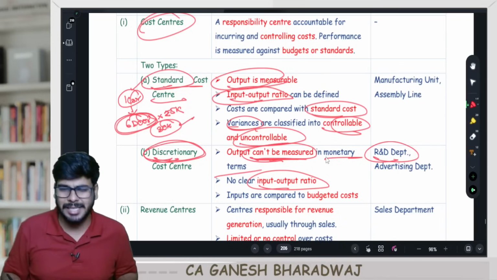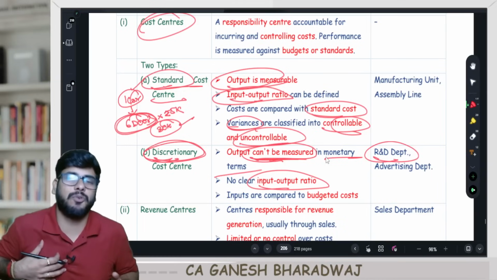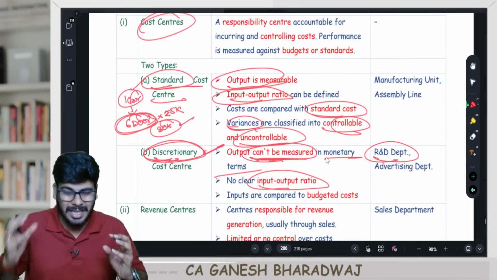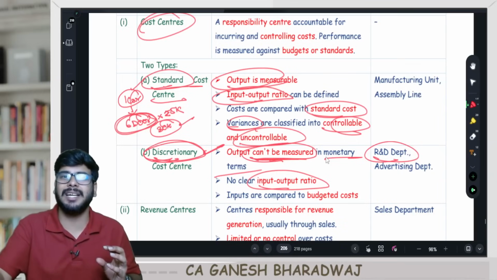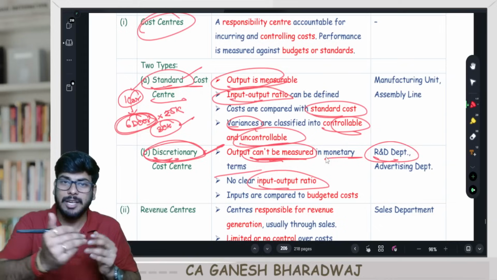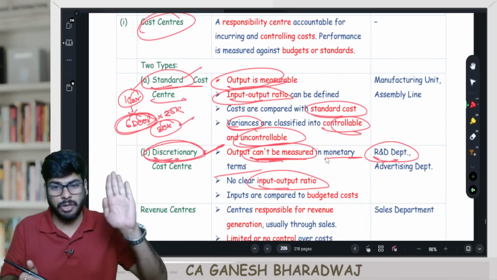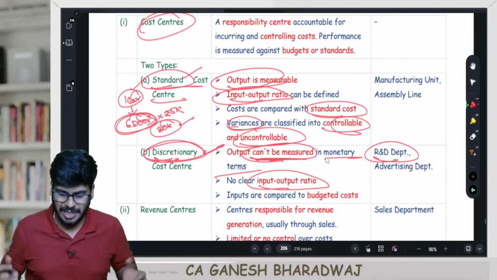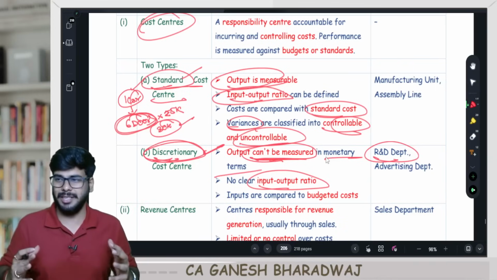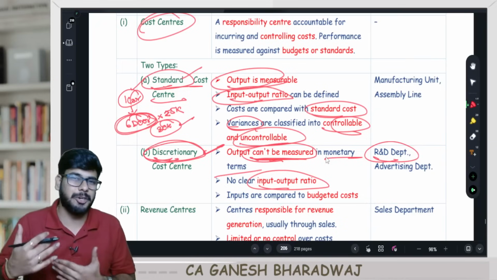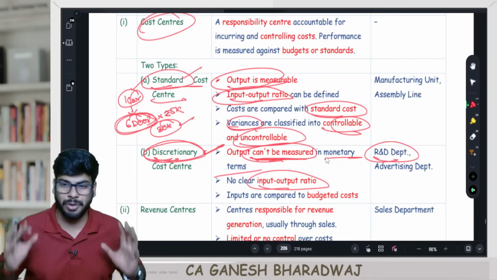This type of cost center is called a discretionary cost center, right? Here, output is not directly measurable. Whereas in case of a standard cost center, output is measurable. You have an input-output ratio. What is the cost you should have incurred? Standard can be compared with the actuals. Are you clear with this? Whereas in case of a discretionary cost center, I can't establish a standard because there is no input-output ratio. Are you clear with this, guys?